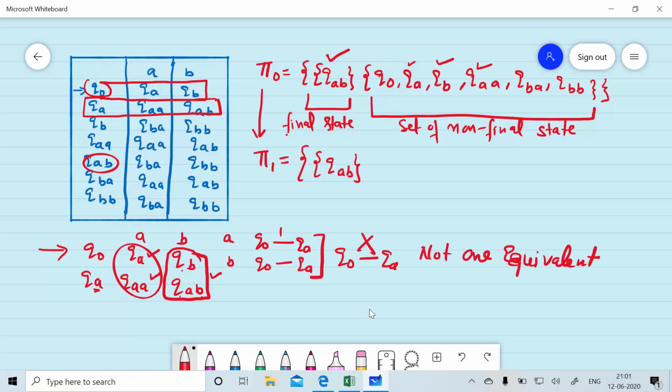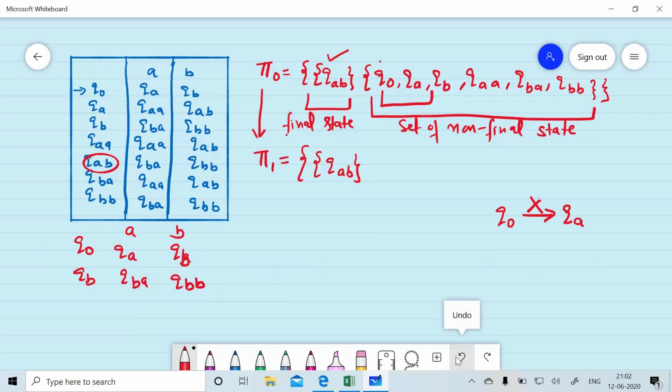Similarly, we will check for other pairs of states. Now we will check for Q0 and QB. We will observe under A whether they belong to the same set in pi 0 or not. QA and QBA belong to the same set, so under A they are one equivalent. Now we will check under B. So QB and QBB. Under A and B both states are behaving similarly, so we will call Q0 and QB one equivalent.